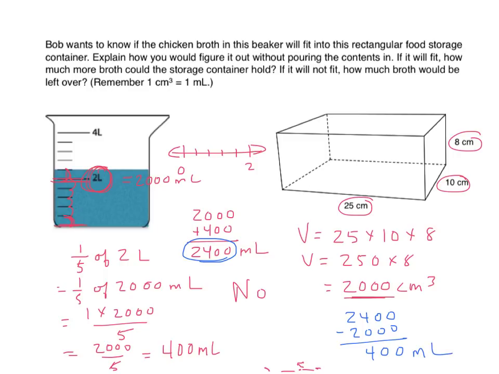Now, again, you need to do some explaining. You need to explain a few things in my mind. You need to explain how you know how much is in the original beaker. You need to talk about what each one of these little lines means. Then you need to calculate how much is in the beaker, then calculate the volume of the rectangular prism, and then do some thinking.